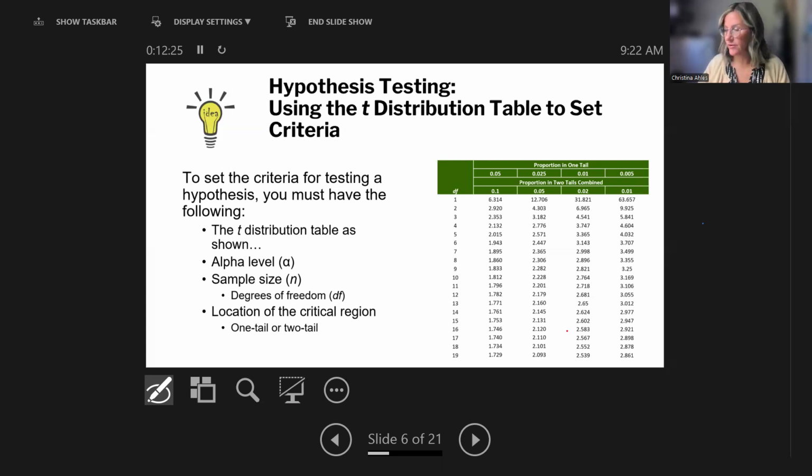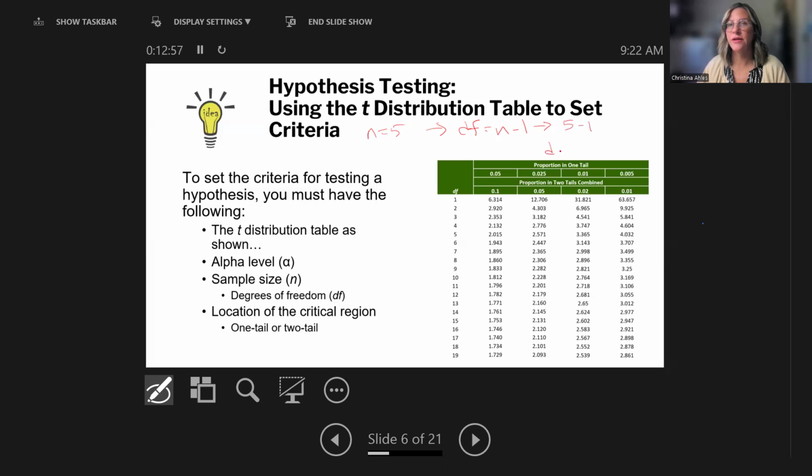As you can see with this table, it looks very different. You don't just have one distribution, you have multiple different distributions. So let's say we had a sample size of 5. If we have a sample size of 5, so n equals 5, our degrees of freedom would be n minus 1, which would be 5 minus 1.